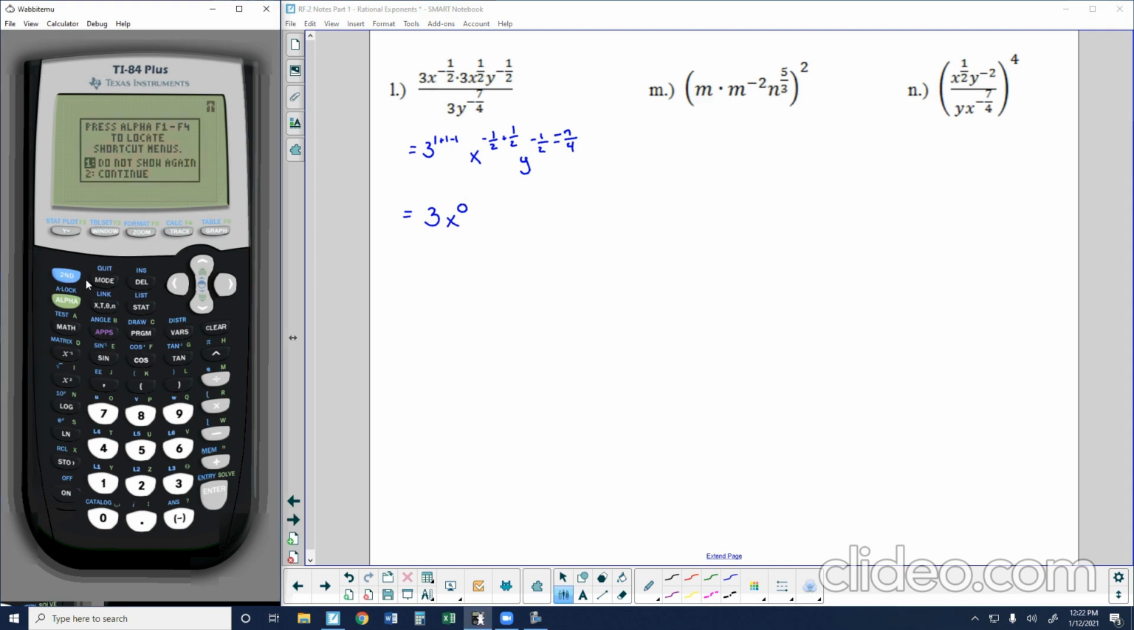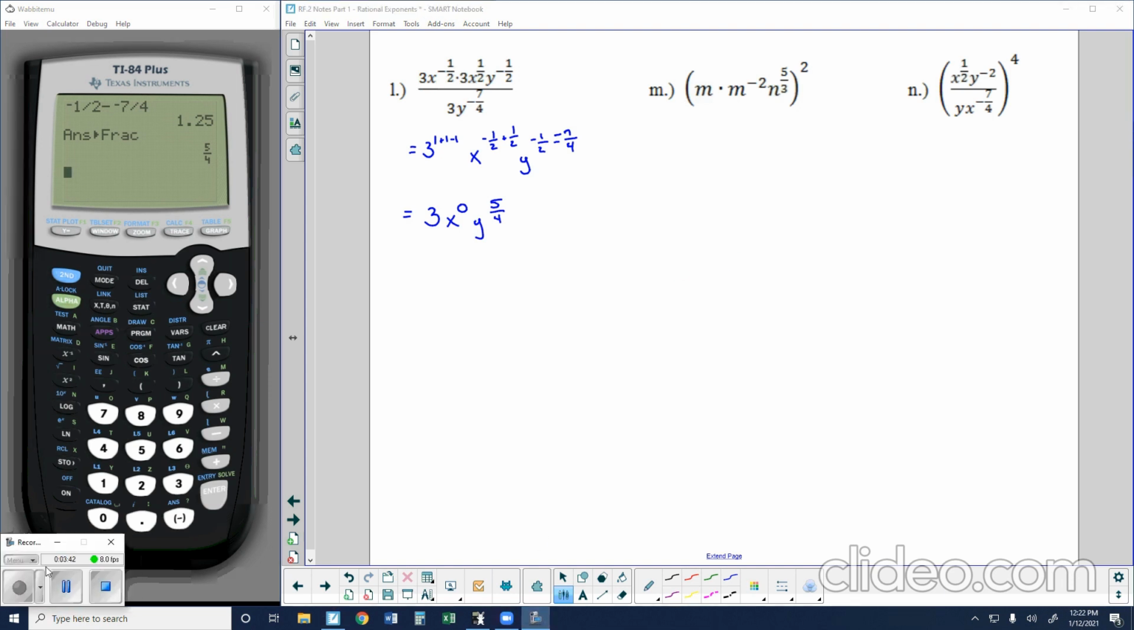If you need to, we can definitely do this in the calculator. We can do negative 1/2 minus negative 7/4, and put that into a fraction, and so y would simplify to 5/4. Now remember, the zero exponent property tells us that anything to the 0 power is equivalent to 1. So x to the 0 power can just be rewritten as 1. So this would be 3 times 1, so just 3, and then y to the 5/4 power. We're going to leave that in rational exponent form.